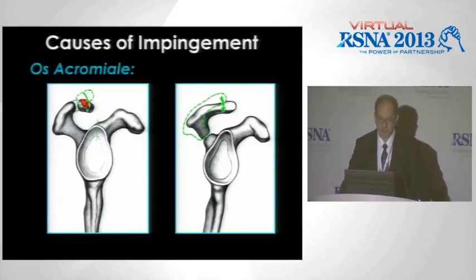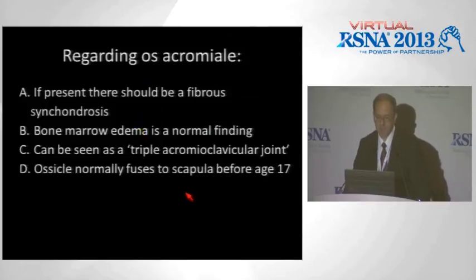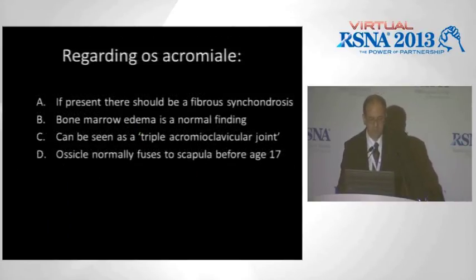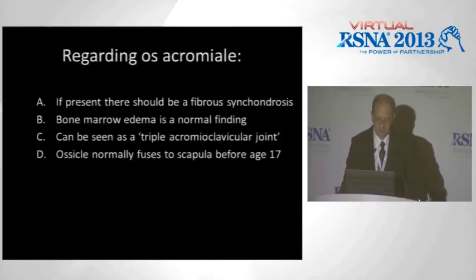An os acromiale can also lead to impingement, and here we have an accessory ossicle at the anterior border of the acromion, and the important finding here is that this can hinge downward, narrowing that subacromial space, leading to impingement. So the next question regards os acromiale. If present, there should be a fibrous synchondrosis. Bone marrow edema is a normal finding. Can be seen as a triple acromioclavicular joint, or the ossicle normally fuses to the scapula before age 17. Which of those is correct?